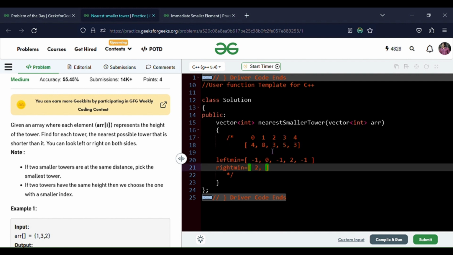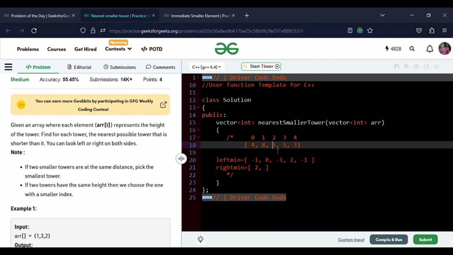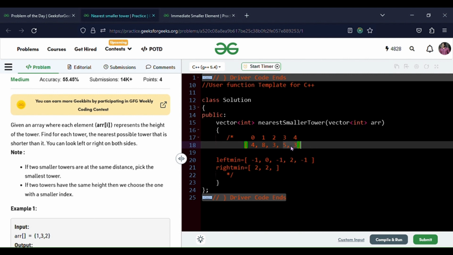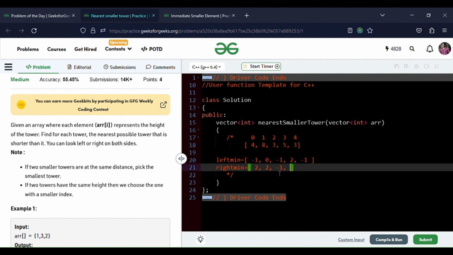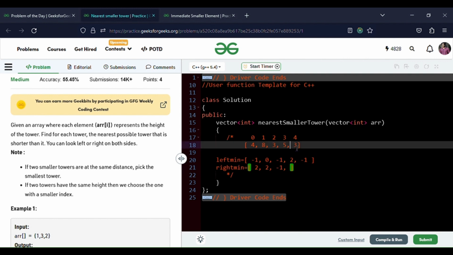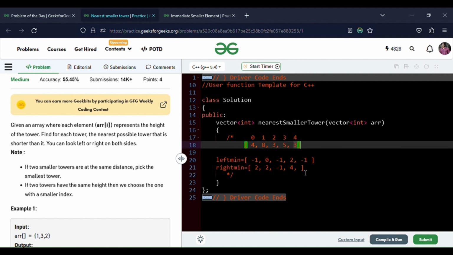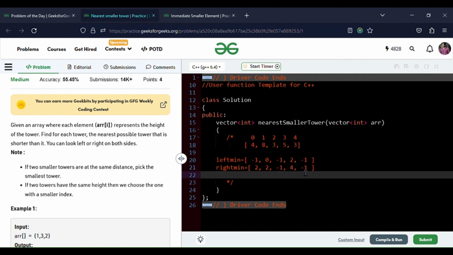Now for this 8 the same scenario comes, and there are 3 elements, but we will pick the nearest one, which is 3, and its index is 2. For this 3 there is no element which is lesser than 3 on the right side, so the answer will be -1. For 5 there is only one element which is lesser than 5 and its index is 4. For this 3 there is no element, so the answer will be -1.